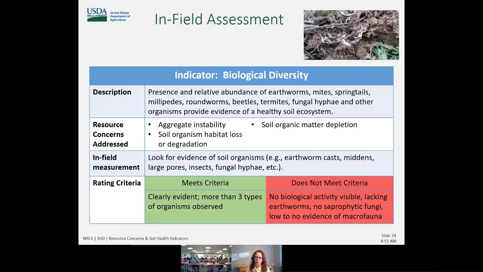And you can see visually fungal hyphae and other evidence. So that image at the top with the white hairy stuff could be fungal hyphae, and one indicator of biological diversity. So if you have clear evidence that there are 3 or more types of organisms that you see, then you would meet the criteria.